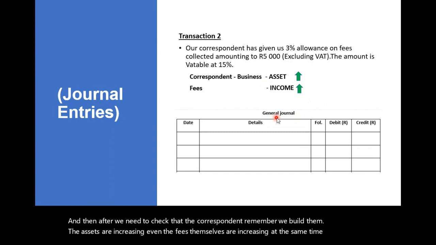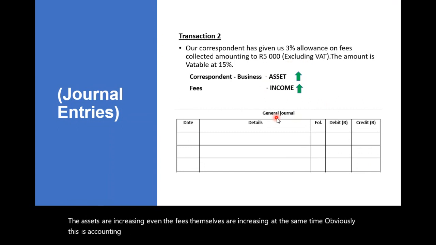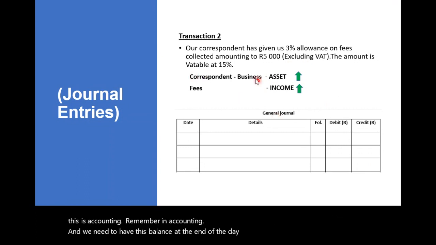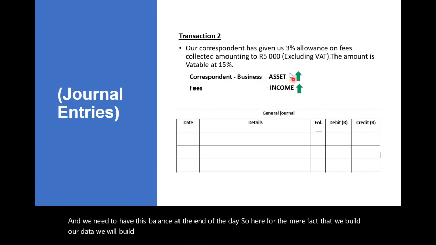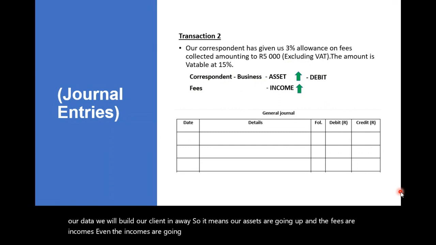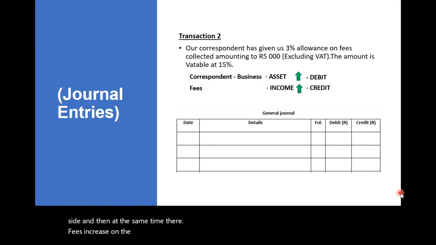Obviously, this is accounting. Remember, in accounting, we need to have this balance at the end of the day. So here, for the mere fact that we build our client, it means our assets are going up and the fees are incomes, even the incomes are going up. And again, remember the assets increase on the debit side, and then at the same time, the fees increase on the credit side. That's the basic accounting there. So please go and learn the rules.